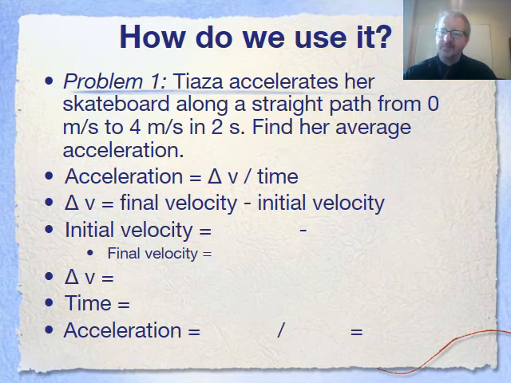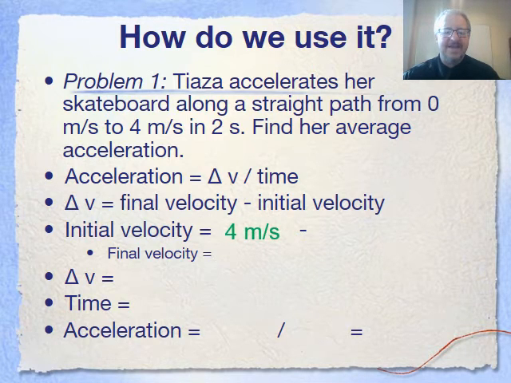So how do we use it? Well, let's put it into practice here. We've got problem number 1. This is also on your worksheet, so you can follow along. So Tiaza accelerates her skateboard along a straight path from 0 meters per second to 4 meters per second, and she does this in 2 seconds. So we're asked to find her average acceleration. Well, we know the acceleration formula is change in velocity divided by time. So change in velocity, that part means final velocity minus initial velocity.